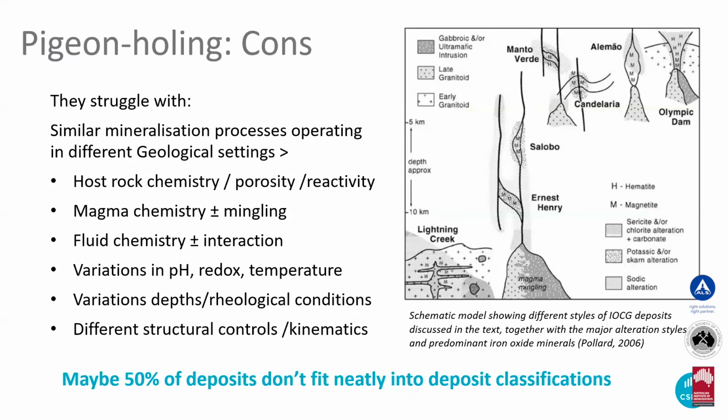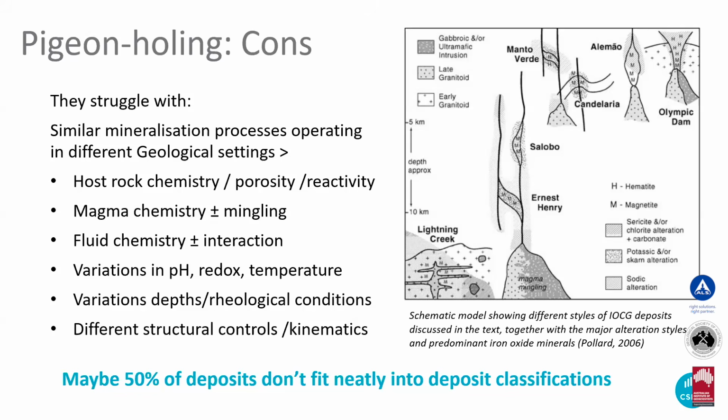One of the other things is you can have very similar mineralization processes operating in different geological settings, and they produce deposits that look completely different, or at least mostly different. So lots of different things can be controlling that, whether it's chemistry, host rocks, variations in pH, redox, etc. This is just an example from Peter Pollard based on AIG type deposits.